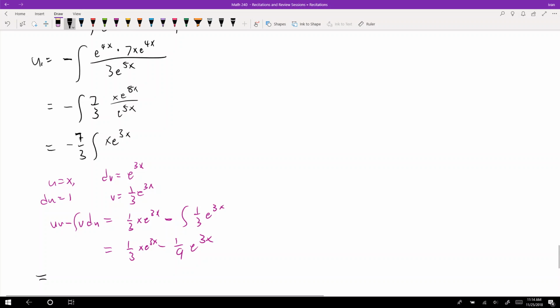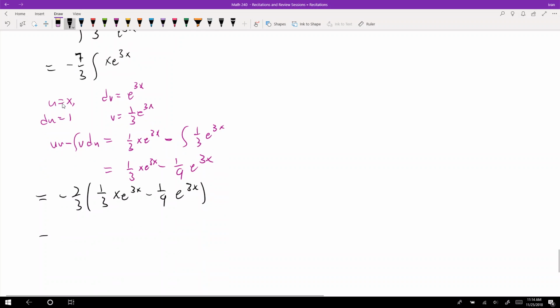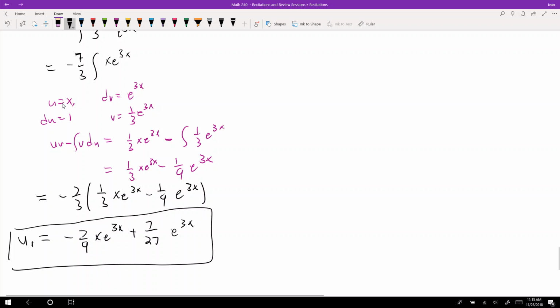And so now this is negative 7/3 times that integral, 1/3 x e to the 3x minus 1/9 e to the 3x. And so we're going to get negative 7/9 x e to the 3x plus 7/27 e to the 3x. Okay, so that's u1. So that's all of u1. Cool.